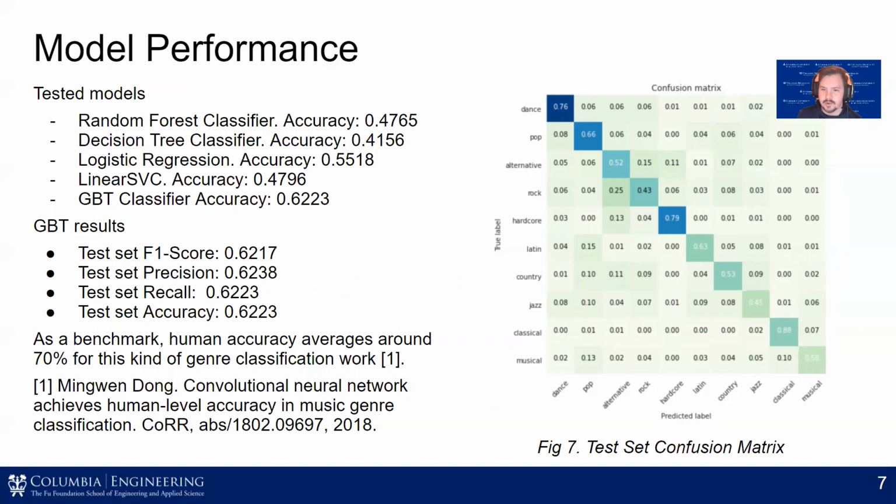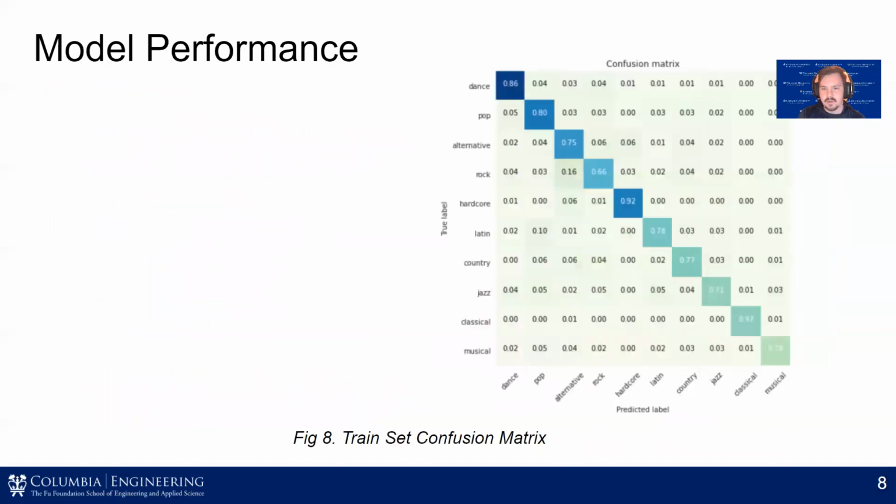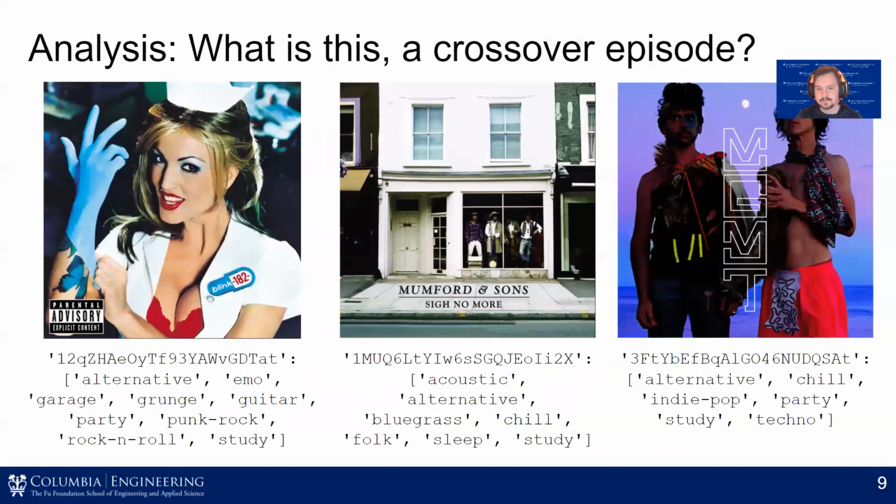But you'll also see alternative and rock, as you would expect, have some overlap in the confusion matrix. So it's not perfect, but it can get pretty good, especially classical music, 88%. That's excellent for test. And then dance, 76. That's pretty high. And the training set was, as you would expect, even better.